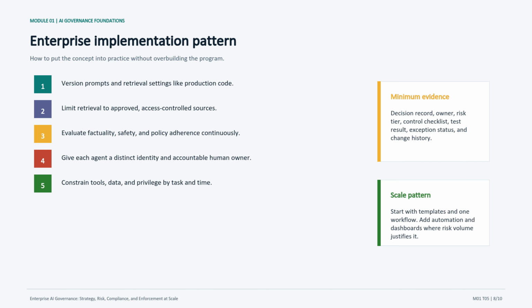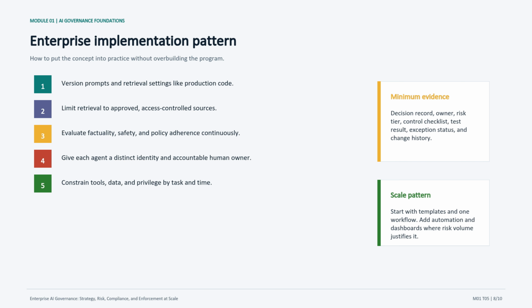The implementation actions here include version prompts and retrieval settings like production code, limit retrieval to approved, access controlled sources, and evaluate factuality, safety, and policy adherence continuously. I would ask learners to identify which step is policy work, which is process work, which is technical control work, and which creates audit evidence.